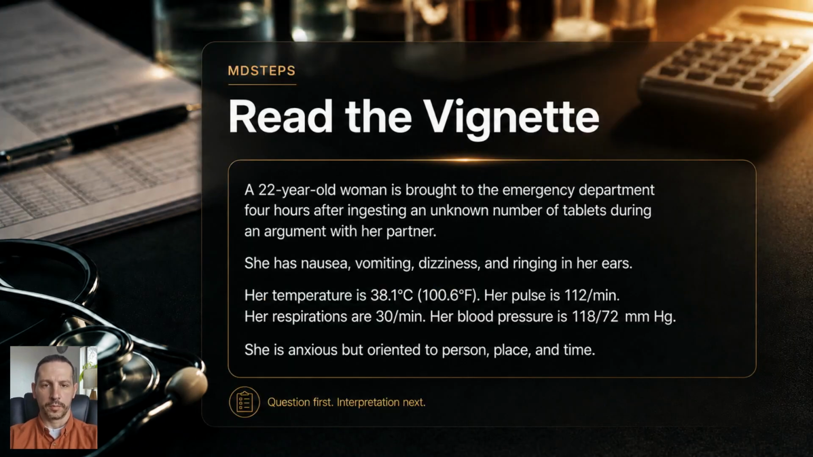Here is the question. A 22-year-old woman is brought to the emergency department 4 hours after ingesting an unknown number of tablets during an argument with her partner. She has nausea, vomiting, dizziness, and ringing in her ears. Her temperature is 38.1 degrees Celsius. Her pulse is 112 beats per minute. Her respirations are 30 per minute. Her blood pressure is 118/72. She is anxious but oriented to person, place, and time.